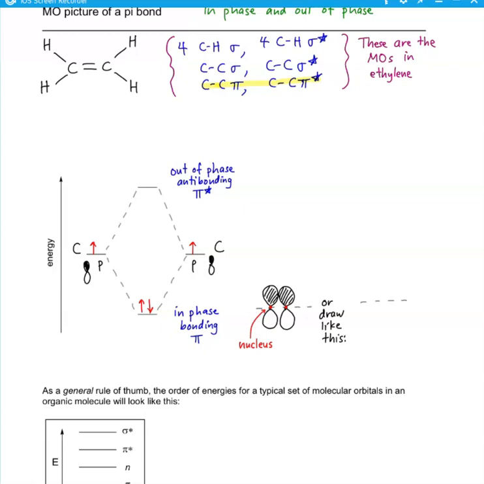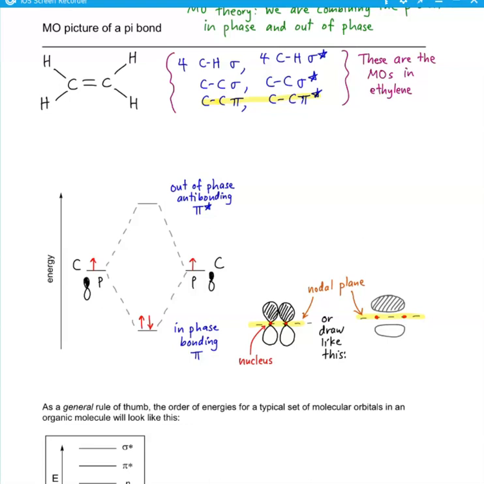So again, we have the bond axis. We have our nuclei. And then we have a region up here that's in one phase, and a region down here that's in another phase. Now remember that, just like in a regular p orbital, there's a nodal plane that coincides with the bond axis. So this is a nodal plane. So that's the bonding orbital, the pi bonding orbital.